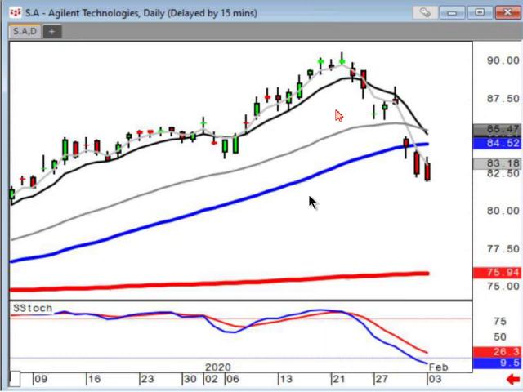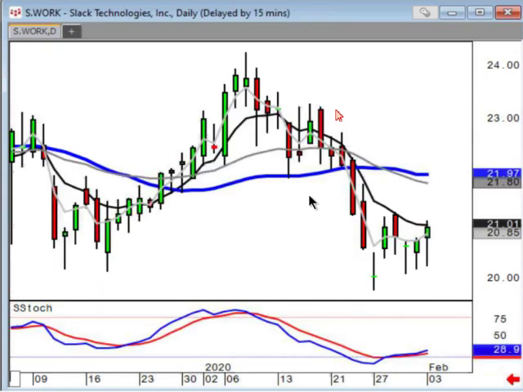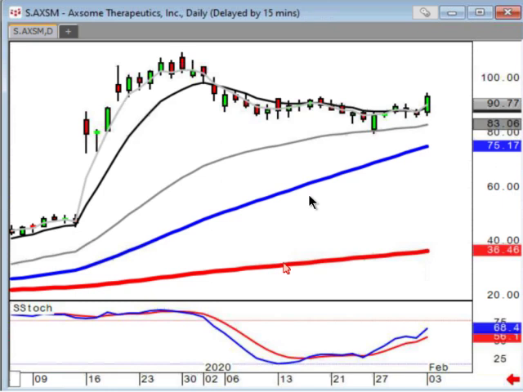Agilent, stay short. Work. If I was short, I'd have covered the short. You can see the buying is going on, but I wouldn't be a buyer just yet. Not until they can get up above the T line. And AXSM, this one you can start thinking about buying because it came up above the T line.